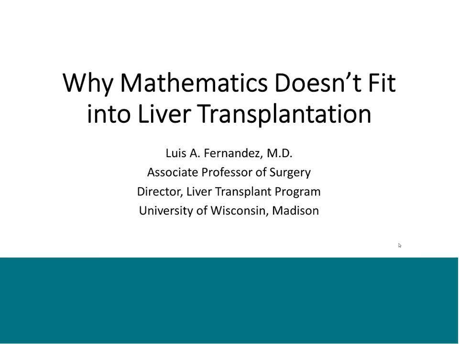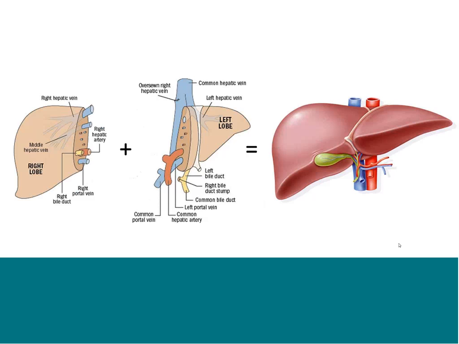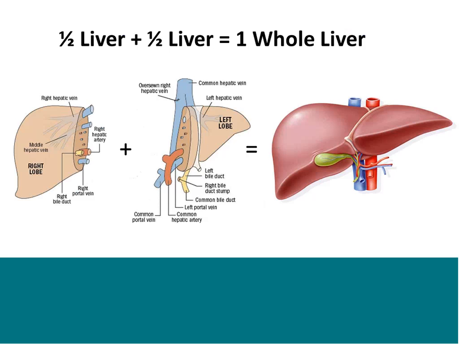So I'm going to go over some of these, why mathematics doesn't fit liver transplantation. Know that I was very bad in mathematics when I was in high school and college, but certainly the more I think about it, I think it's true. We talk about half a liver, so a half plus a half is equal to one liver. And that's not true.